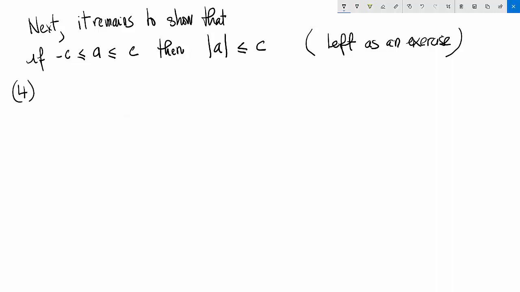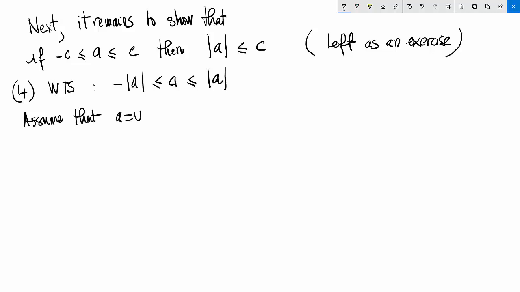All right, so next we want to show that a is sitting in between the negative of its absolute value and its absolute value. That's the fourth part of the proof. So again, there are several cases. If you assume that a is equal to 0, then clearly the inequality holds.